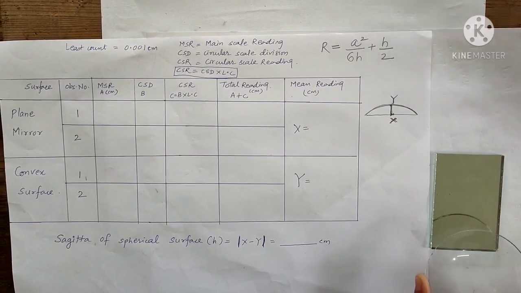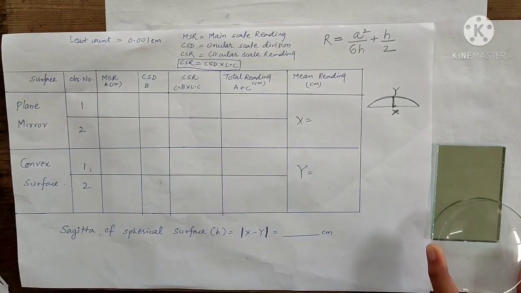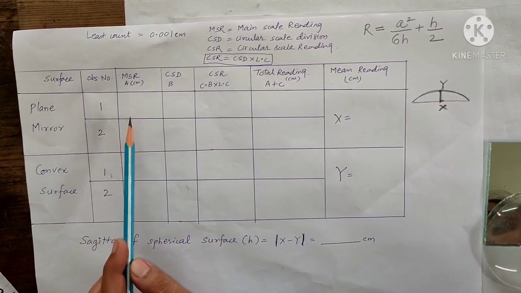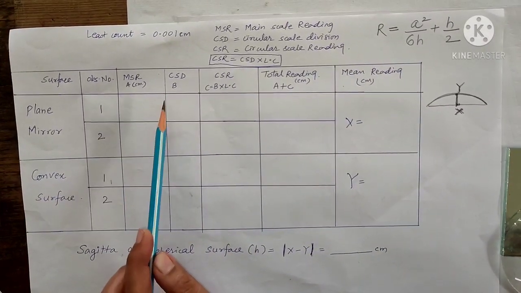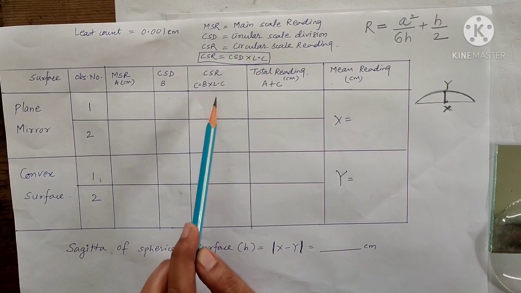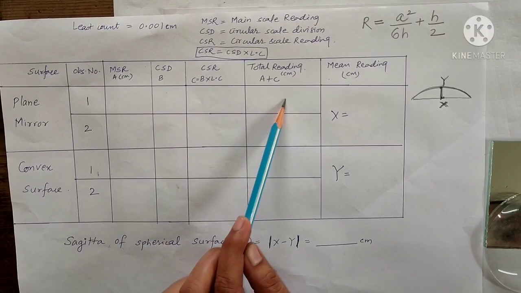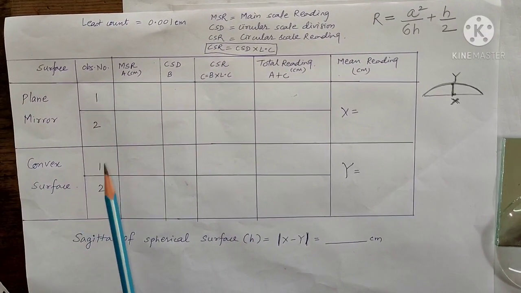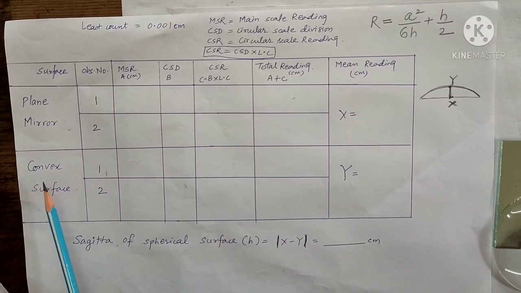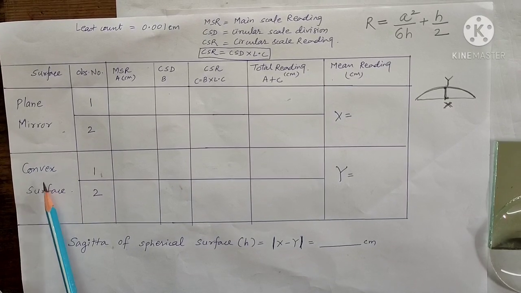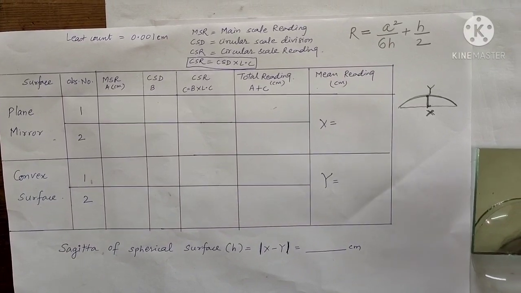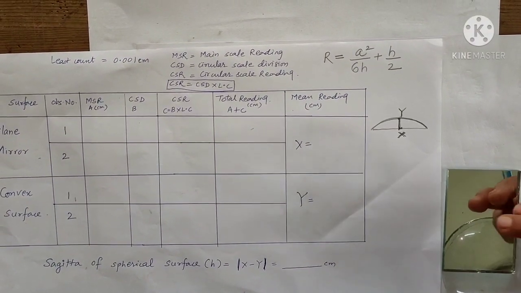Okay, now let's first see the observation table. In the observation table, the first column is for main scale reading, the second column is for circular scale division, then the next column is for circular scale reading, and then total reading. We have to first find the position of the plane mirror, so plane mirror, and then the center of the curved surface, so curved surface. Okay, now first we'll take observation for the plane mirror.